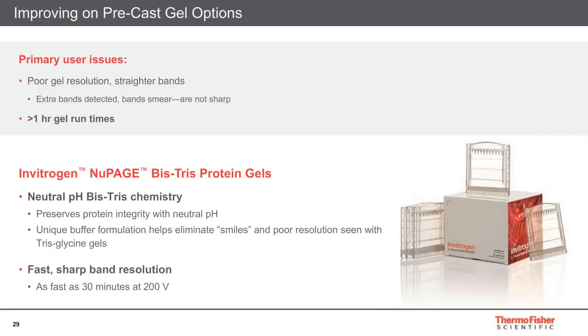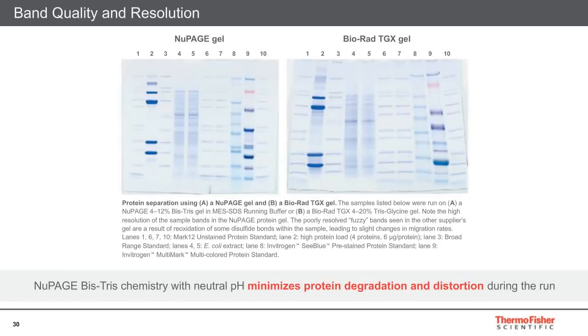The NuPAGE Bis-Tris gels have been cited in over 20,000 publications, and just like bold Bis-Tris gels are neutral pH chemistry that preserve protein integrity, minimizes protein degradation, and protein modification. And they produce excellent band quality that results in sharp, compact bands that eliminate smiles and poor resolution, which are seen with the Tris-Glycine gels.